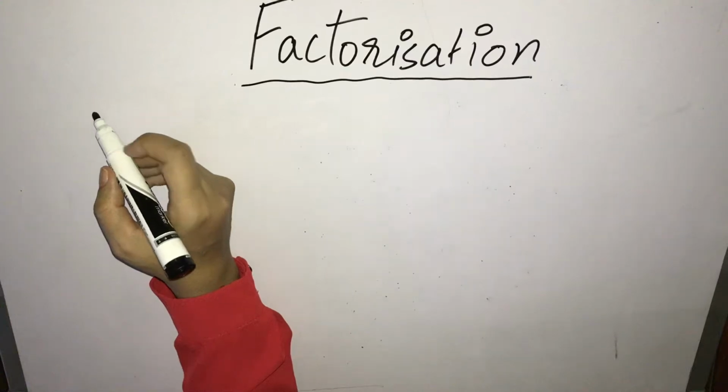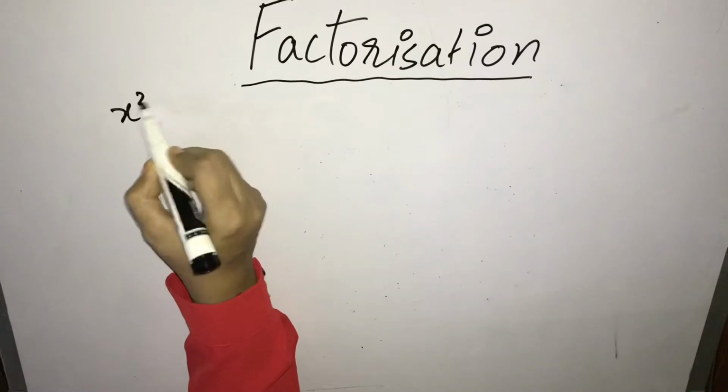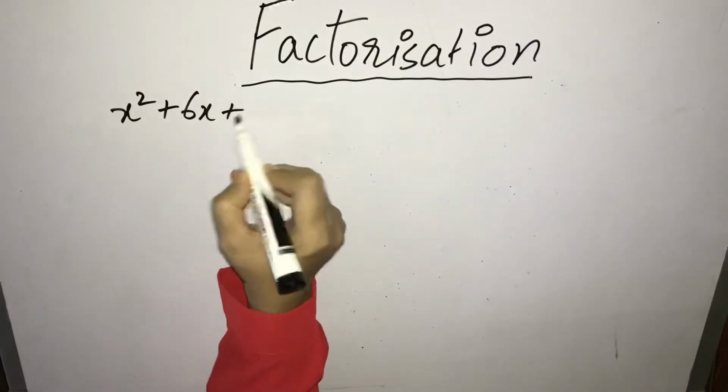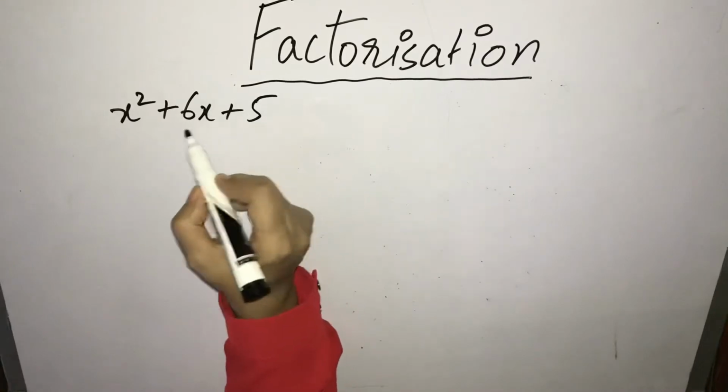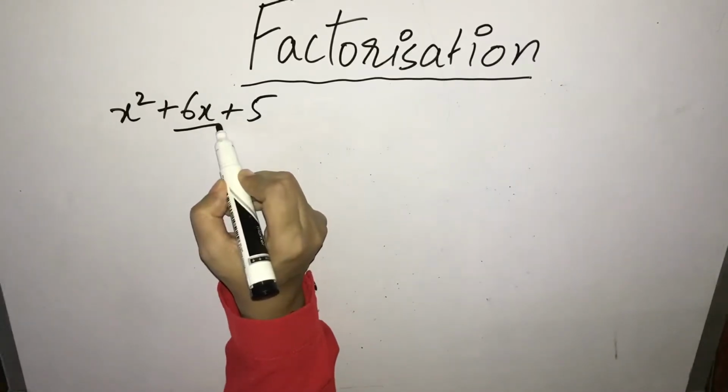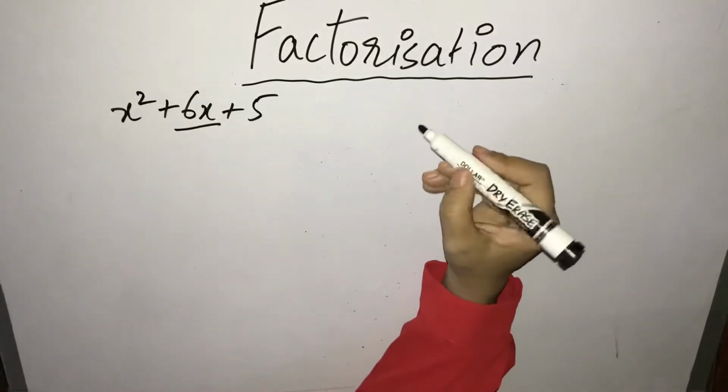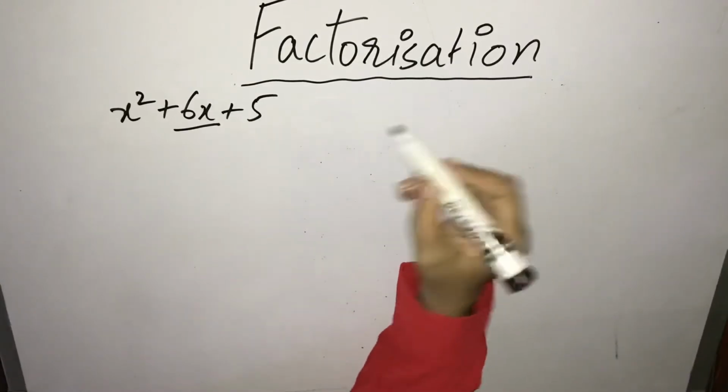We are going to factorize quadratic expressions. I have x square plus 6x plus 5. It's not a perfect square. So when we have to factorize it, we have to break the middle term. Middle term break means we have to make factors of 5.